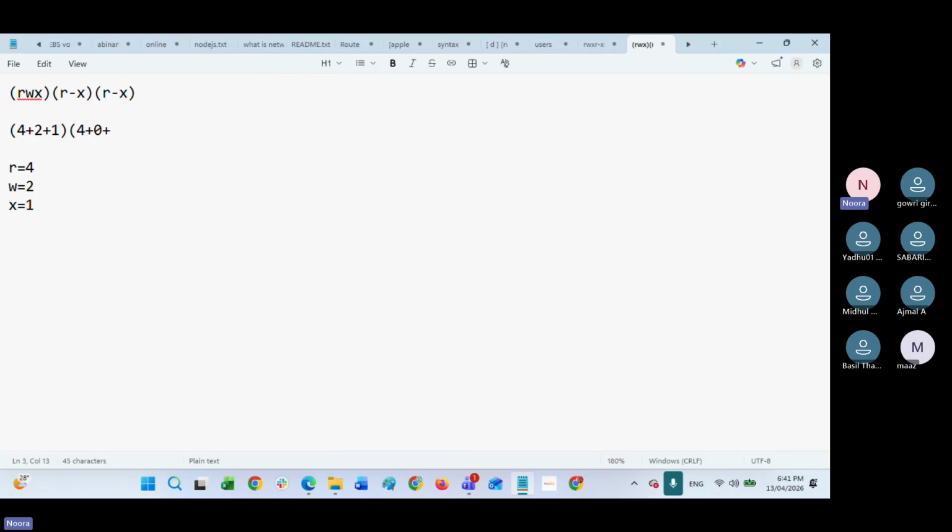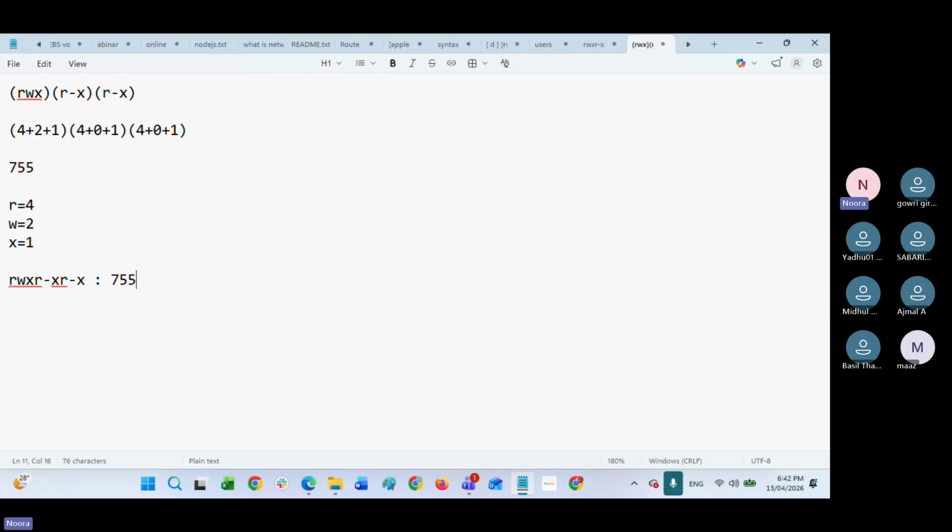Now what's the value of R? 4. What's the value of hyphen? 0. What's the value of X? 1. I have just substituted the values and added plus in between. Now what will be 4 plus 2 plus 1? 7. 4 plus 0 plus 1? 5. 4 plus 0 plus 1? 5. So what I'm telling you is you can represent this particular expression in octal numbers: 7, 5, 5.